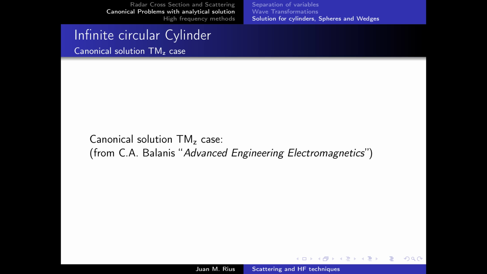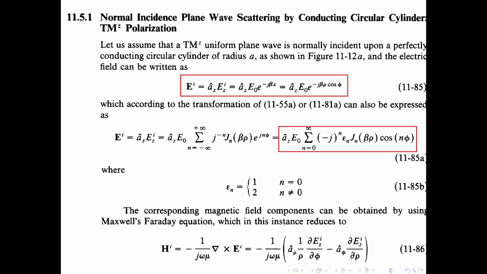We will obtain the canonical solution following the book by Constantine Balanis, Advanced Engineering Electromagnetics, one of the books that we recommended in the bibliography of this course. It's a very good reference book, and we will follow the solution only for the TM case, which is the easiest. I will only highlight the main steps and the equations that we obtain, and will not explain in detail the whole procedure, because you already have it explained in the book.